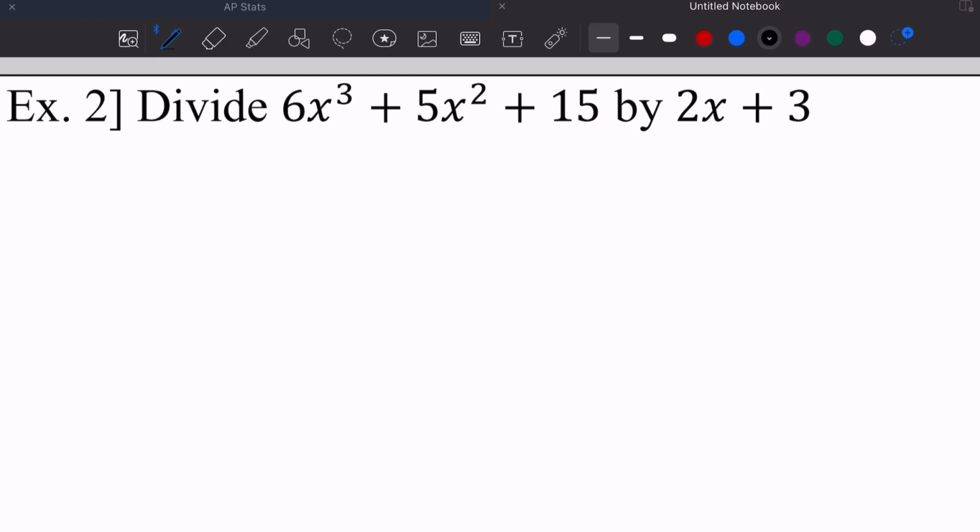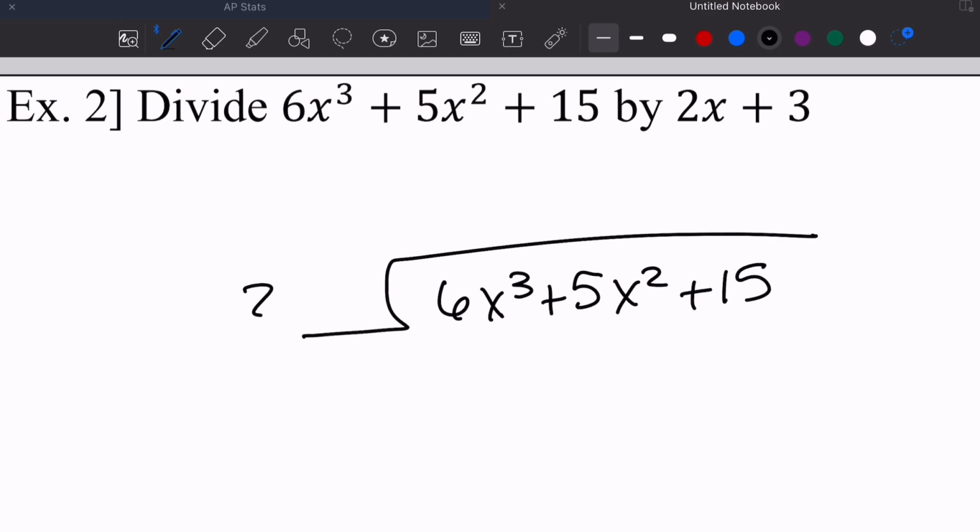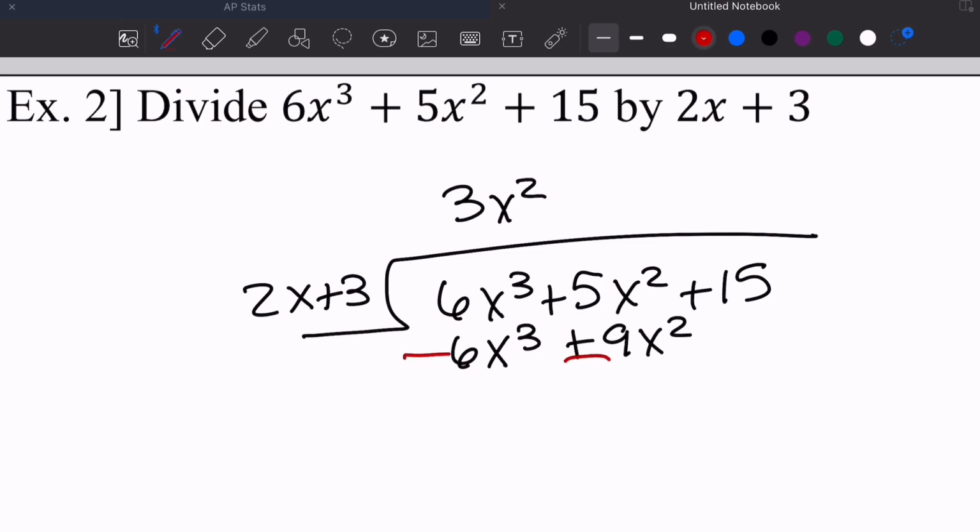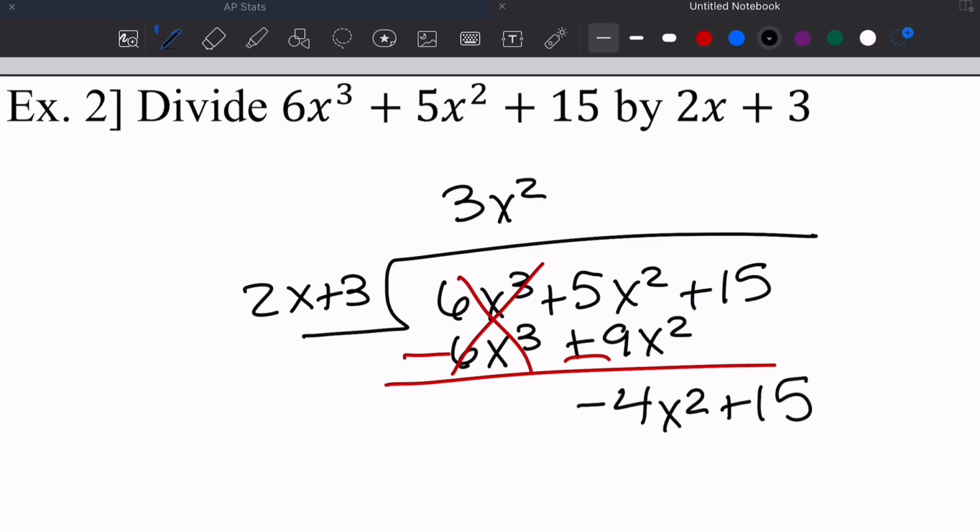Okay, number 2. So we're going to take 6x cubed plus 5x squared plus 15 and divide it by 2x plus 3. So first we need to see what can we multiply 2x by to get 6x cubed. Well, we can multiply that by 3x squared. So I have 6x cubed, and then I have to multiply that 3x squared by 3, so plus 9x squared. Then I have to change the signs. My x cubes cancel, and I'm left with negative 4x squared, bring down the plus 15.